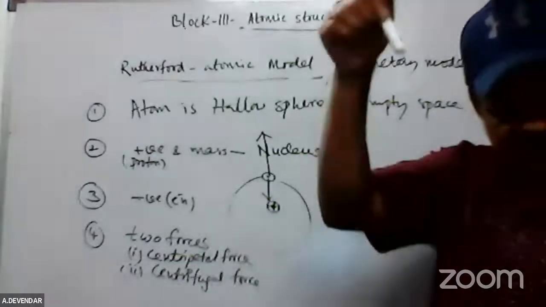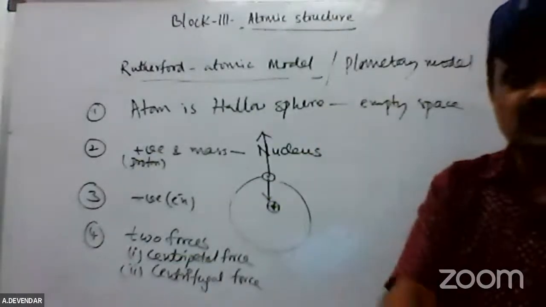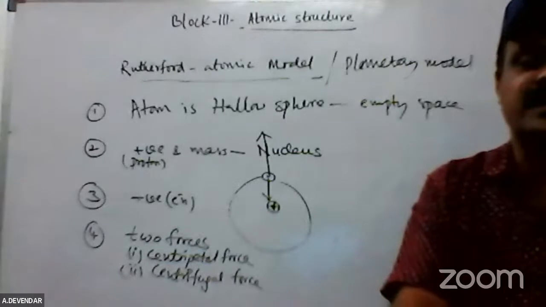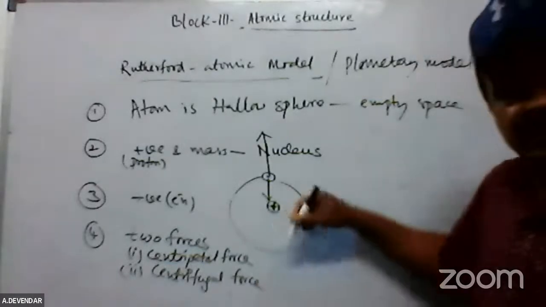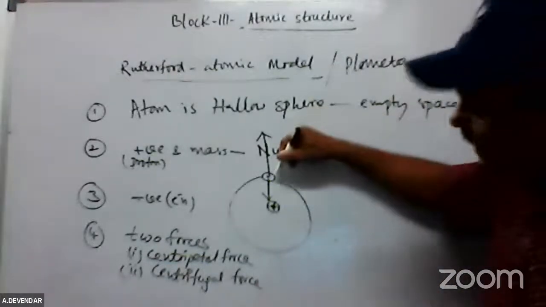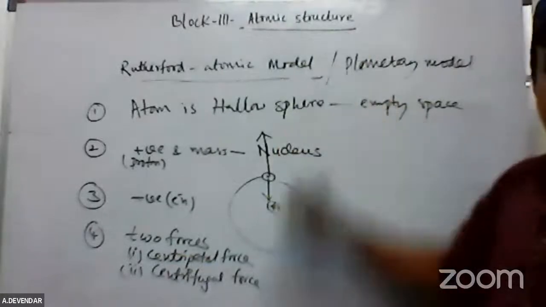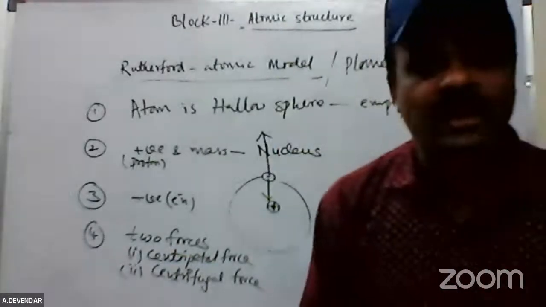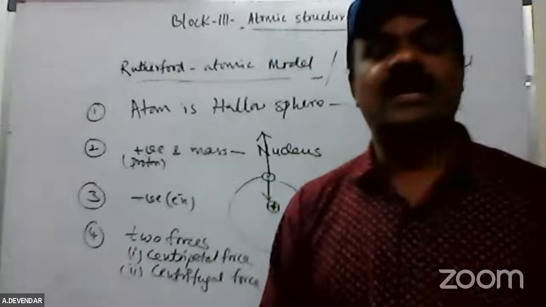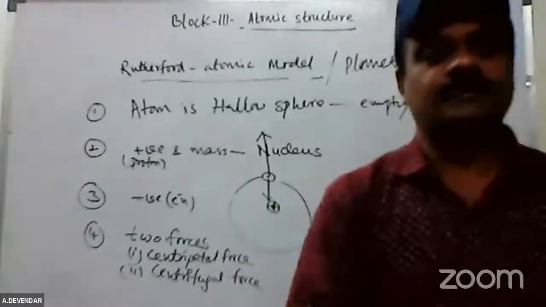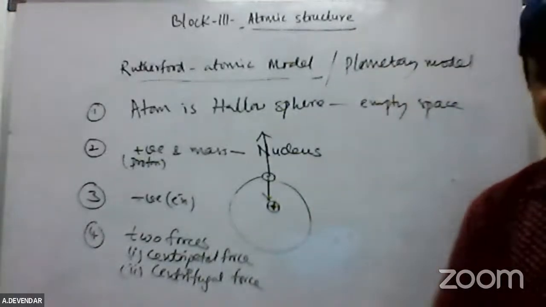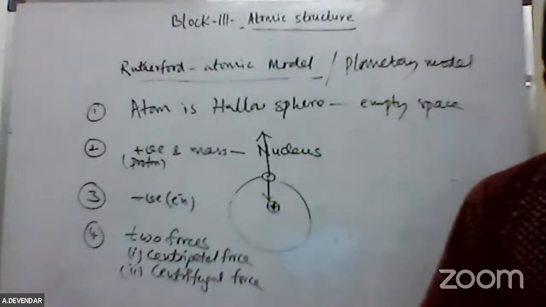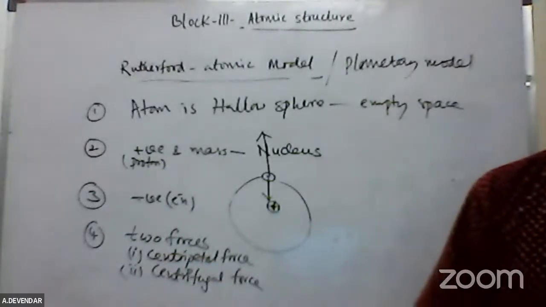Centripetal means it is directed inward, the force acting towards the nucleus. Centrifugal means it is directed away from the revolving path. But these two forces are equal and opposite, so the electron revolves in that path only. Are there any defects in this atomic model? You know that one.